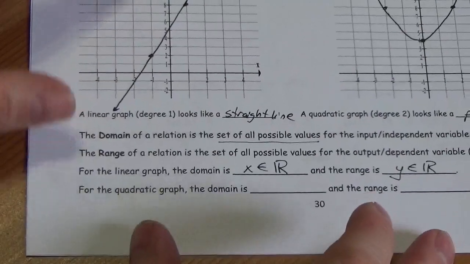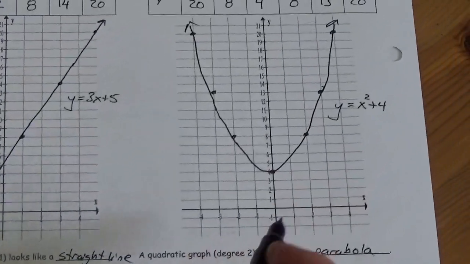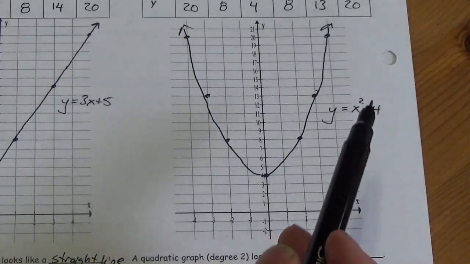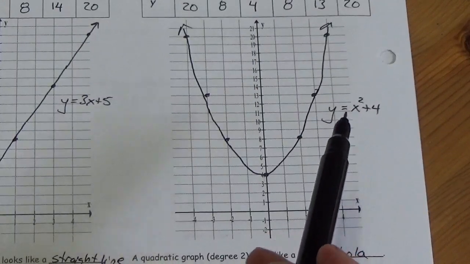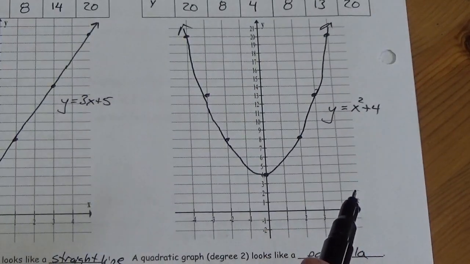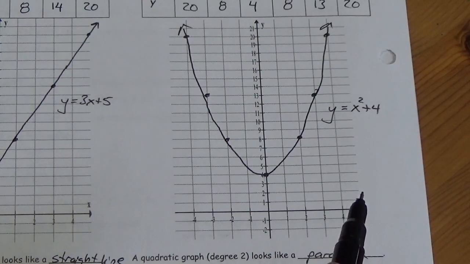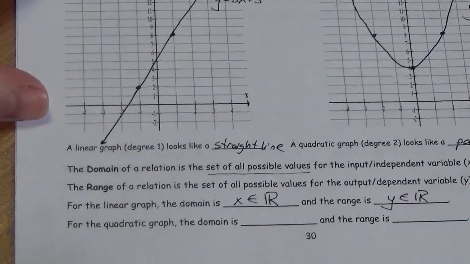Now let's take a look at the quadratic. With the quadratic, let's think about this. Are there any restrictions on the variable x? Is there any number that I cannot square and then add 4 to? Think about it a little bit. Well, no, I can square any number.